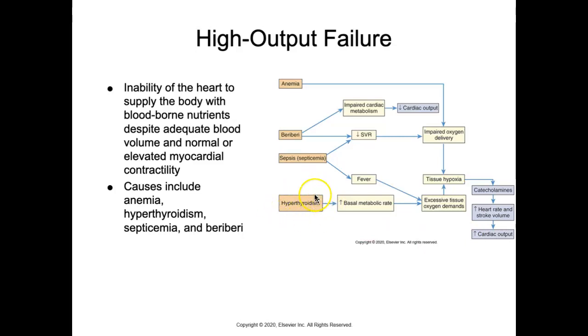And then lastly, we have hyperthyroidism, which we know when we have an excessive excretion of our thyroid hormones, we are going to get an increase in our basal metabolic rate, which is going to increase the demand of our tissues for oxygen, leading to the same scheme we just talked about. So the strain of these demands for increased output when we have impaired metabolism can deplete our cardiac reserves until we get low output failure that takes place.